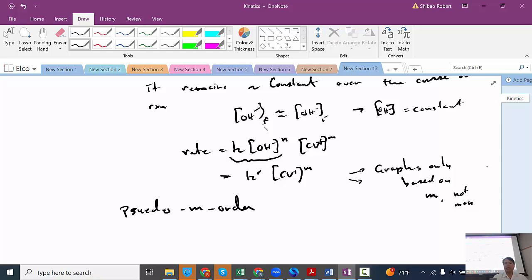The way we get N is we do 2 runs, and we'll just double the hydroxide. If we double the hydroxide, which is already so large it barely changed, it's going to change even less, right? And then we see, if we double the hydroxide, what happens to the rate? Did the rate double? Or did it stay the same? Or did it quadruple?